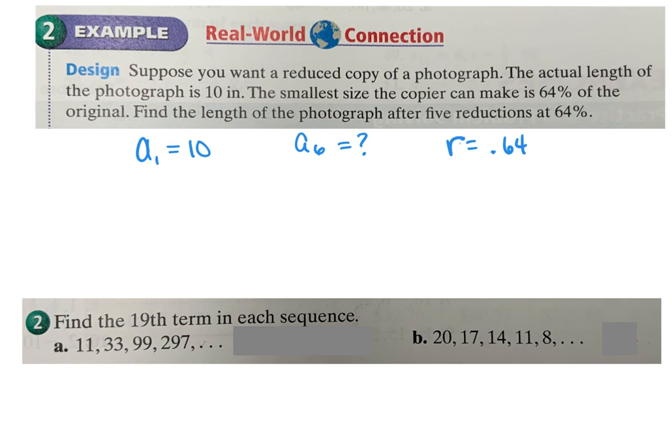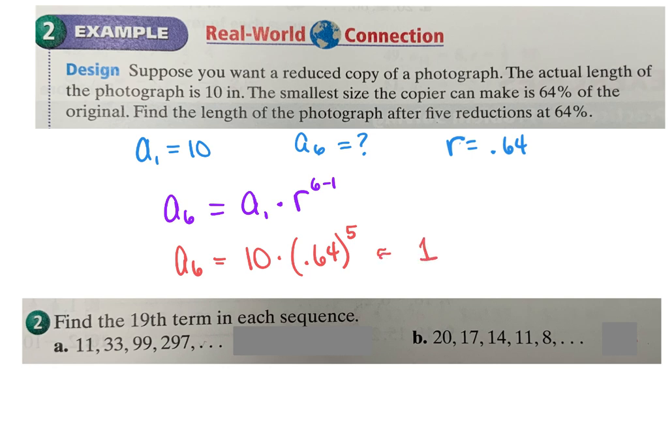Or if I set this up in explicit, I could say, well, the 6th term is going to be my first term times my R to the 6 minus 1, right? And I just fill that in. My 6th term is what I'm looking for. My first term is 10. My R is 0.64. 6 minus 1 is 5. And when I get that, I plug it in. They actually rounded to hundredths. 1.07 inches is how big it would be after that many reductions.